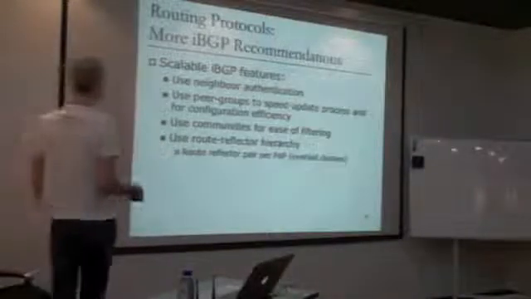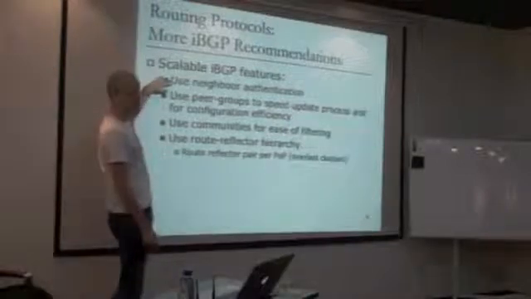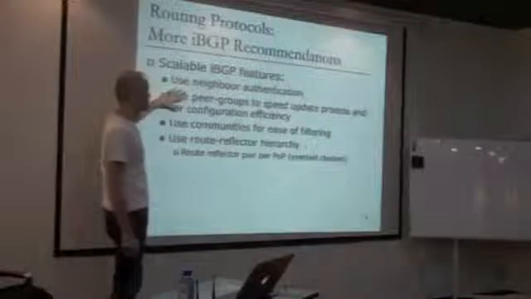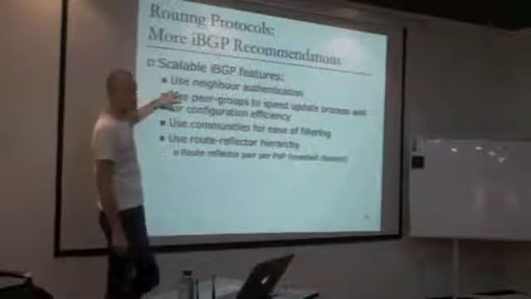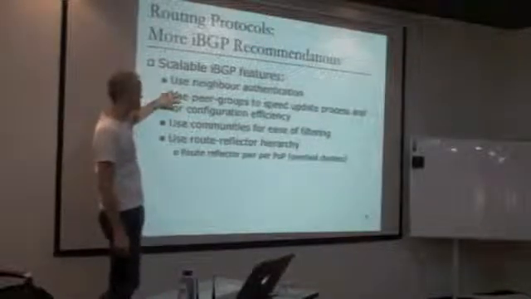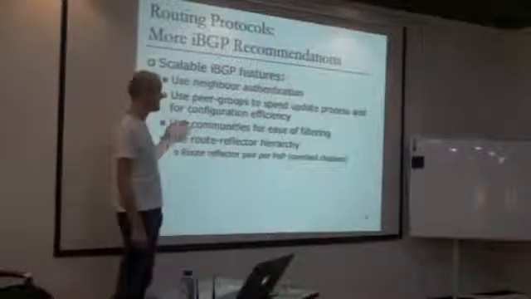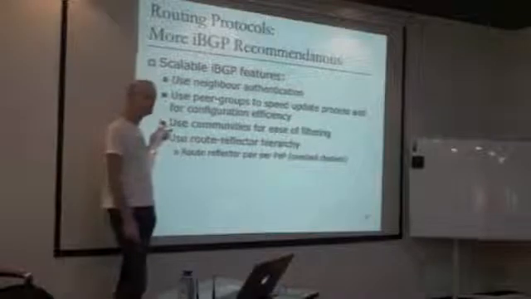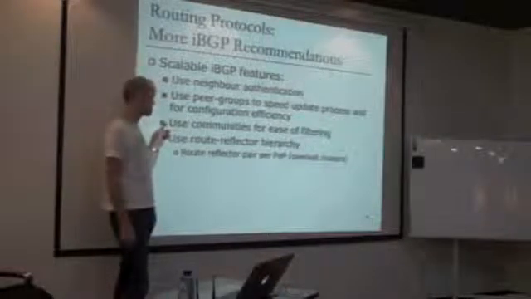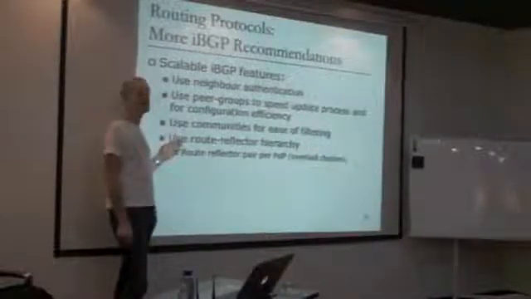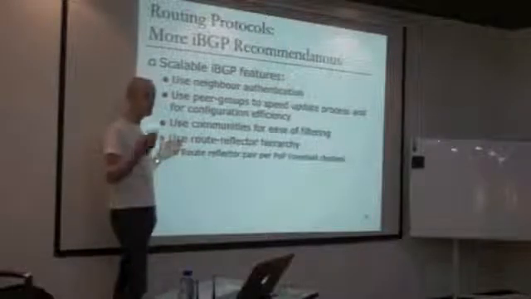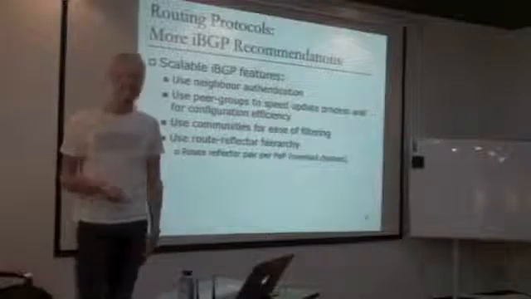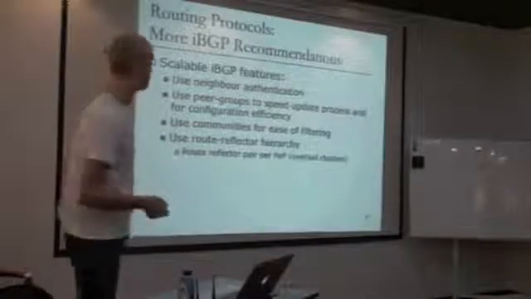For BGP, use neighbor authentication. We showed you how to do that. Use peer groups. It speeds up configuration, improves efficiency, and means less chance of making errors. Communities, I haven't had time to show you, unfortunately. Communities make doing policy much easier. Use the route reflector hierarchy. I've told you about that, and showed you how to design it in this presentation in the POPs. Use route reflectors, it means your BGP will scale.